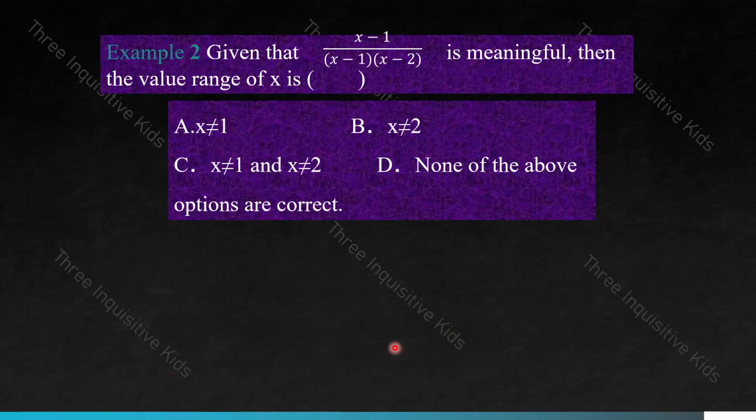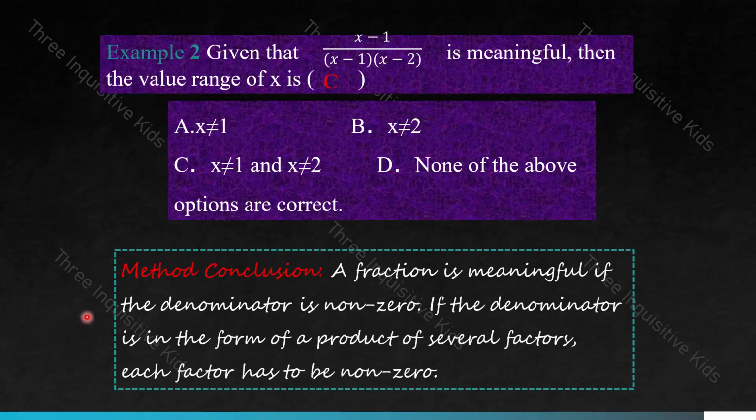Here's example 2. Given that x minus 1 over x minus 1 times x minus 2 is meaningful, then the value range of x is blank. Now pause the video and find the multiple choice answer. So let's look at A. X does not equal 1. Well, if x does not equal 1, it could still equal 2. And if it's equal to 2, you'll see that the denominator will still be 0. For B, if x is only not equal to 2, it could be equal to 1, so vice versa, which means that the answer should have been C, since both x is not equal to 1 and x is not equal to 2.